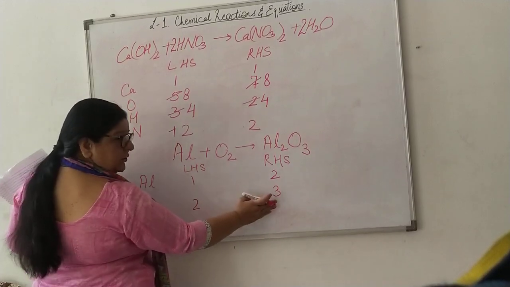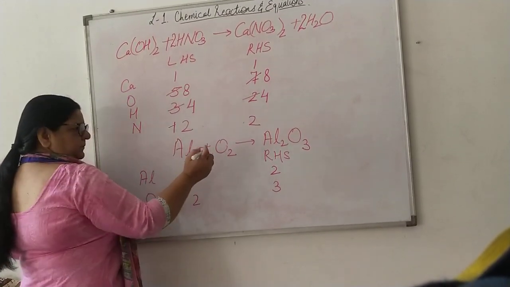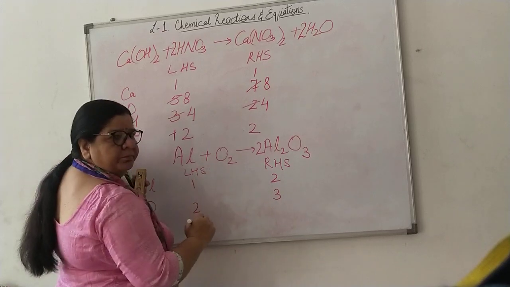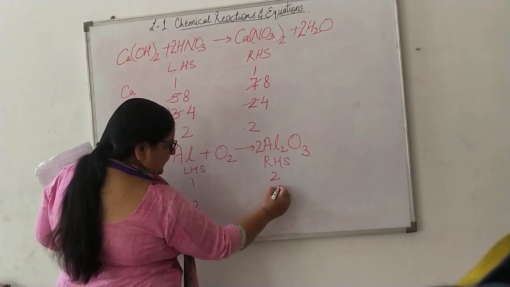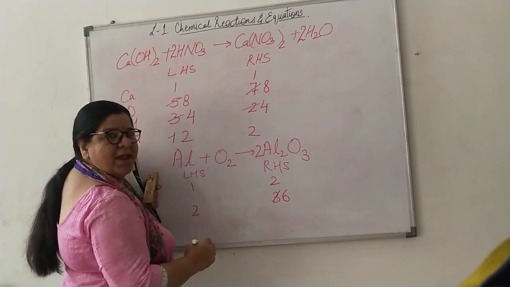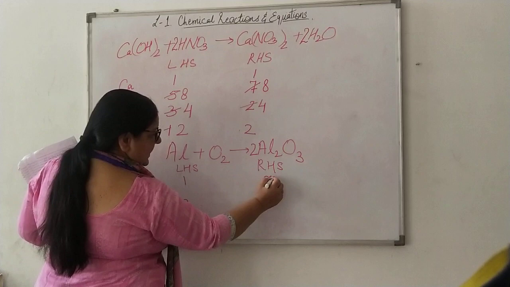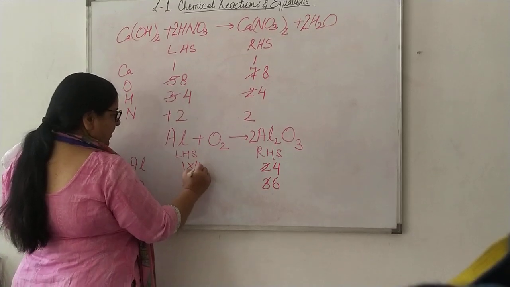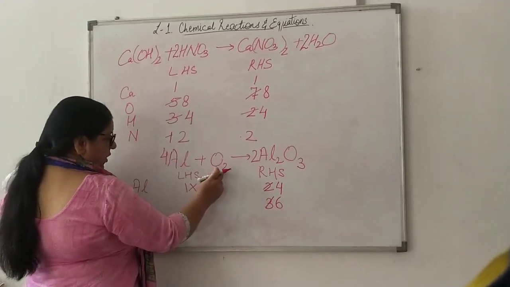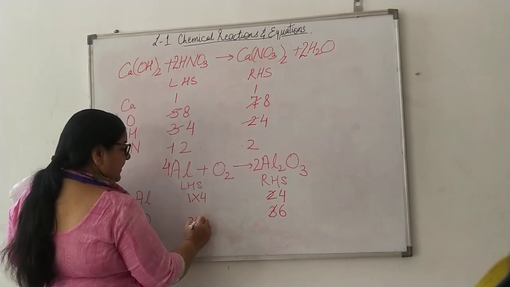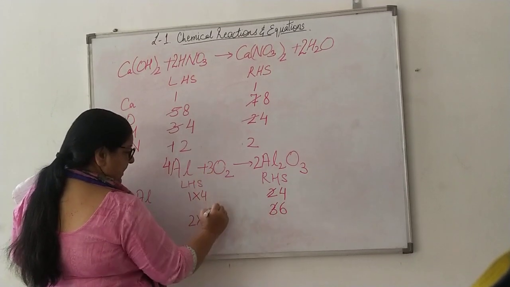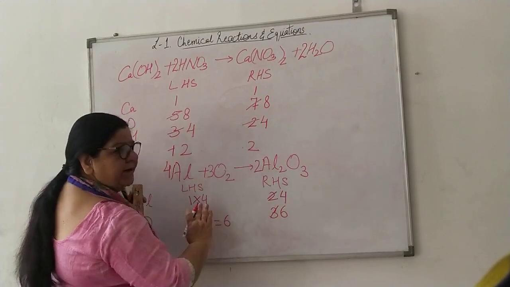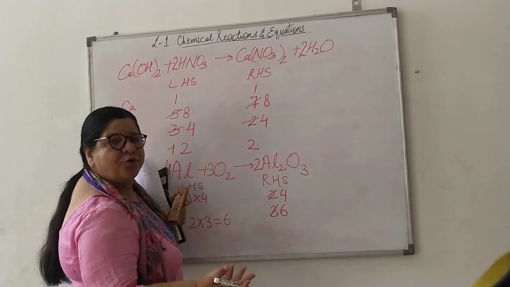Right? So here we see, although this is an odd number, just by simple, what we'll do? We'll write 2 here. Right? So what will happen? Oxygen becomes 6, converted into an even number. Aluminium also becomes 4. So now we have to convert it this side. We'll multiply this by 4 and we write 4 here. Oxygen is 6 this side. So simply we'll multiply it by 3 and it becomes 6 this side also. So this way, just by first converting it into an even number, it becomes easy to balance.